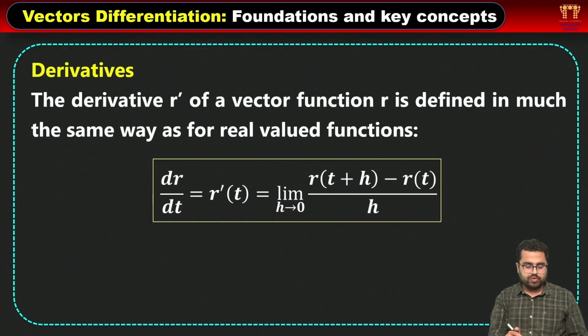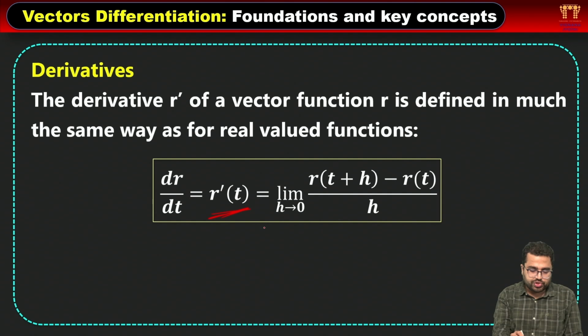How to find the derivatives of a vector function? It is similar to real valued functions. So dr by dt is nothing but r dash t. We can denote it by this. This is the limit definition of derivative: limit h tends to 0 of r of t plus h minus r of t by h. In this way you can find it.